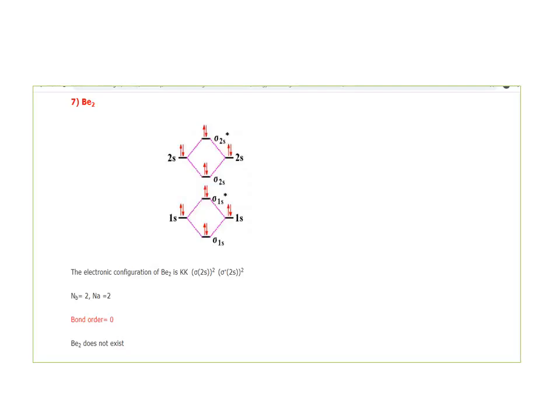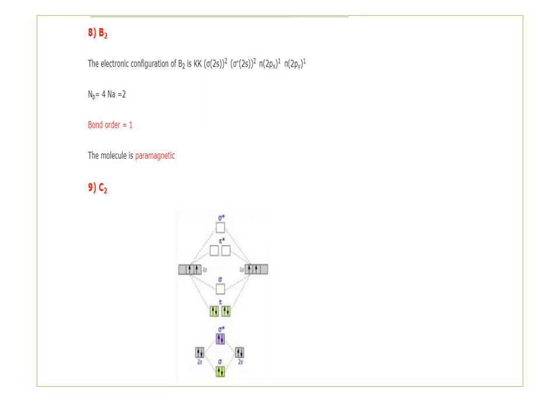So bond order will be 0 and Be2 also does not exist. Now boron molecule, B2. In boron molecule you are dealing with how many electrons? Just decide by yourself. No doubt the electronic configuration is shown on the slide, but you have to draw the energy level diagram by yourself. I think there has been a lot of practice now. You are capable of drawing the energy level diagram.